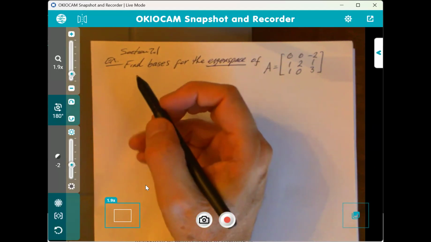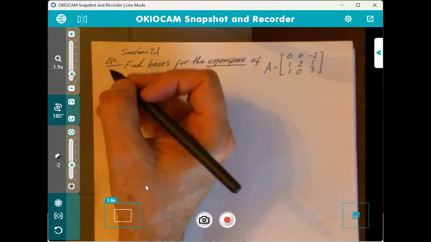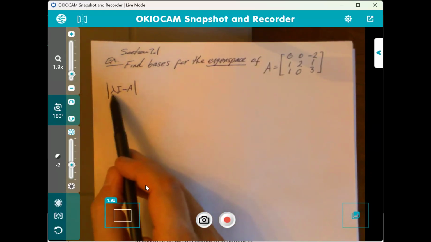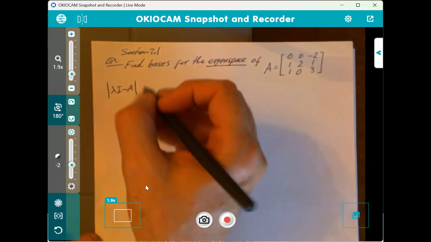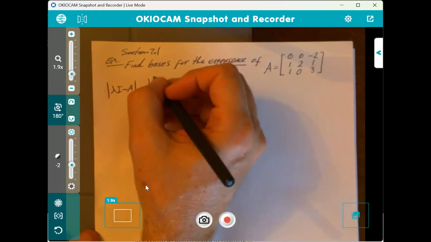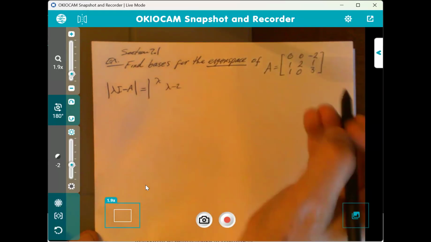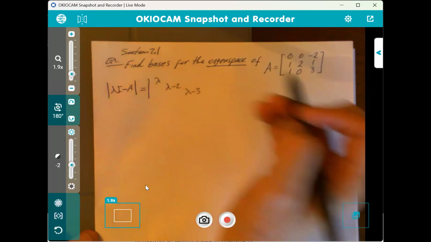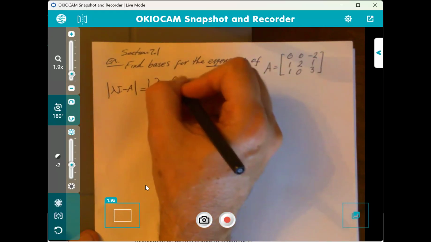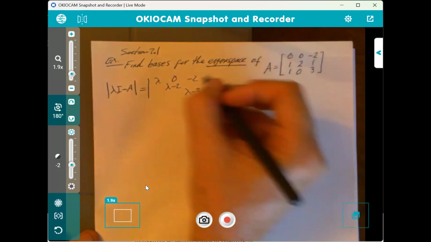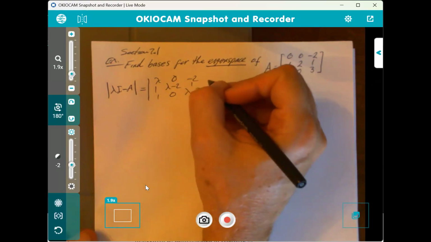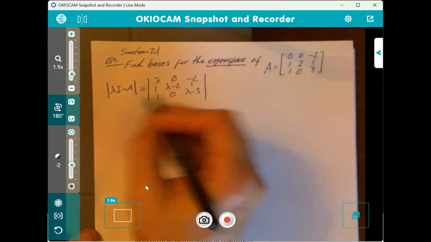So we start with, again, the characteristic equation. So that means I'm going to do lambda I minus A. Remember, whether you do A minus lambda I or lambda I minus A doesn't make a difference. This time I'm just being different. So the main diagonal is going to be lambda minus 2 and lambda minus 3, just comparing the diagonals. And then the off diagonals won't change. I have 0, negative 2, 1, 1, 1, 0. And then we just have to find this determinant.